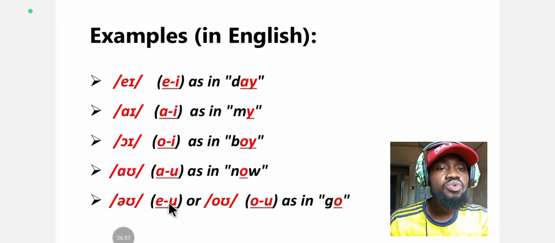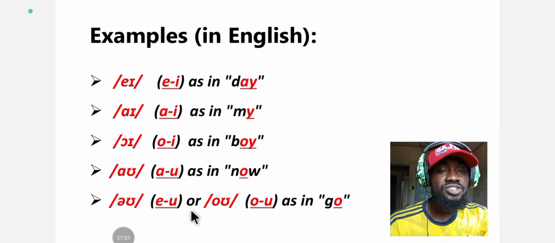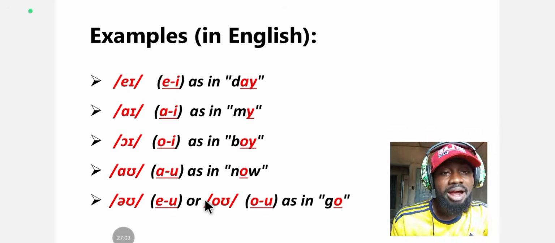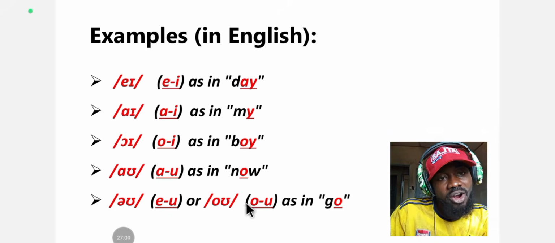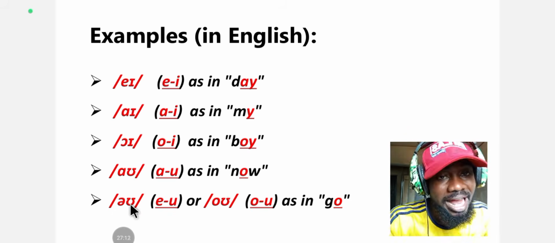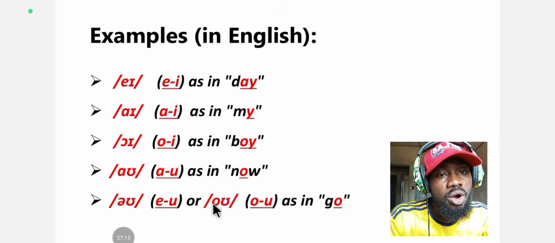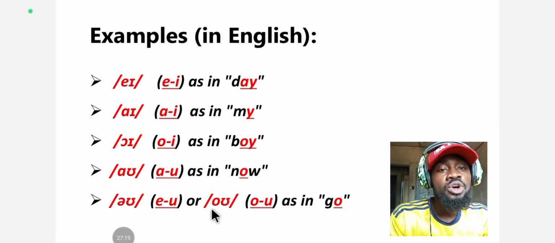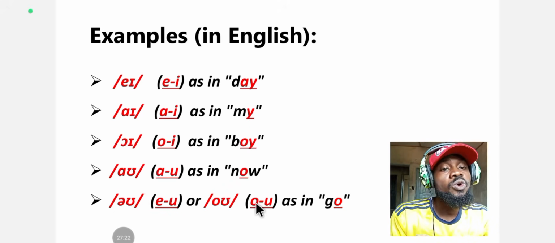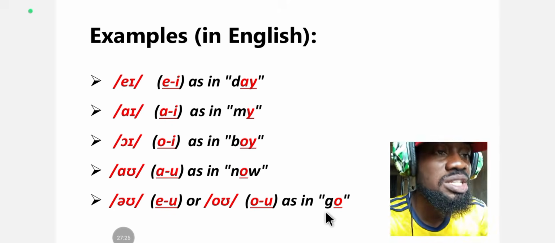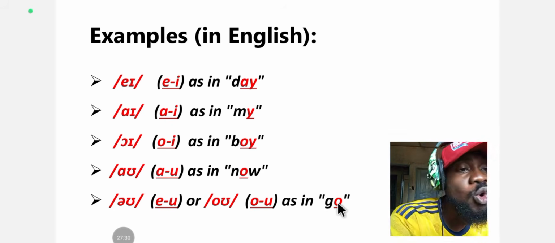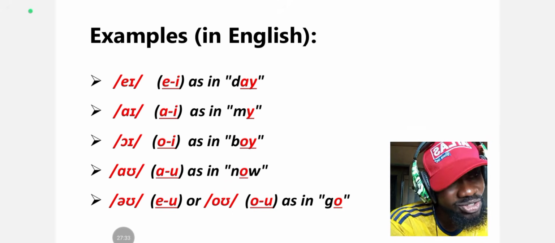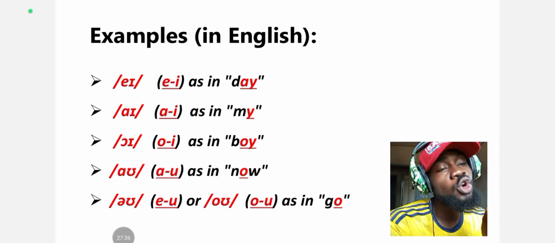E and U. Or in some convention, some grammarians call it O and U. You either pronounce it as the sound E and U or O and U. The word we are talking about is G-O, the one you usually call "go", which is wrong. That's not the pronunciation.